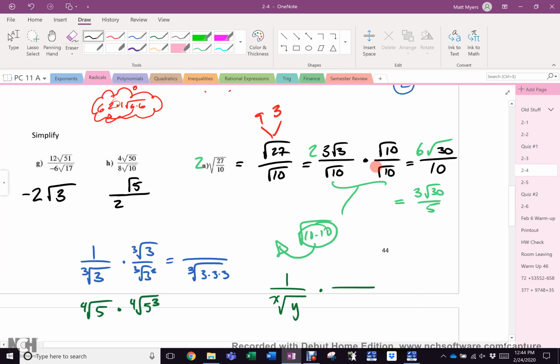Please notice that it has happened every single time. And if it happens once in math, it happens all the time. What am I writing here? I would have to write root y. What index would I have to have? X, so the index stays the same. And what's the exponent going to be? X minus 1. 4, 4, 4 minus 1. 3, 3, 3 minus 1. 2, 2, 2 minus 1. Okay?